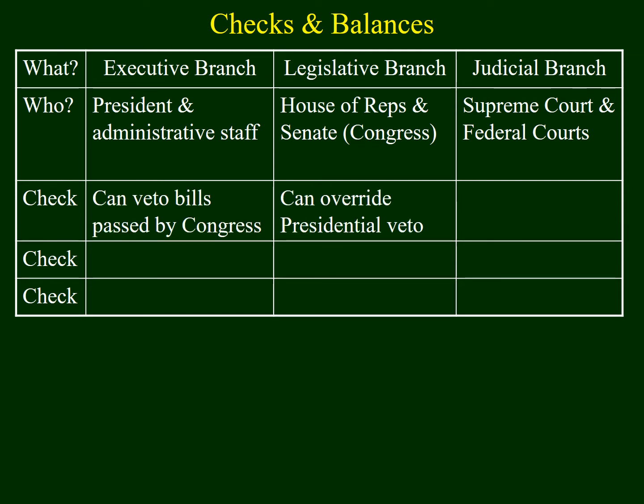One additional check that the president has is that if Congress passes a piece of legislation, the president has the authority to veto that proposal. However, the ultimate authority is held by the legislative branch. The legislative branch has the power to override a presidential veto. We'll see how that works next.